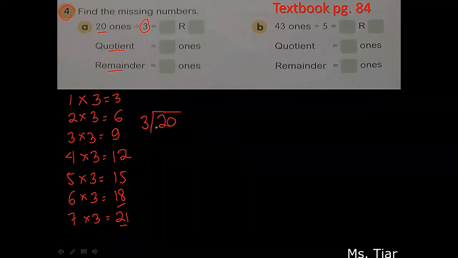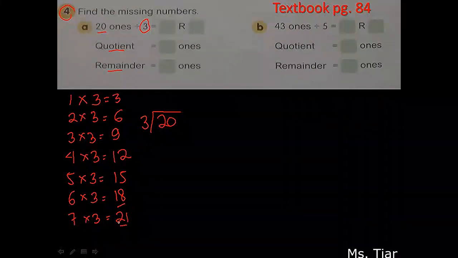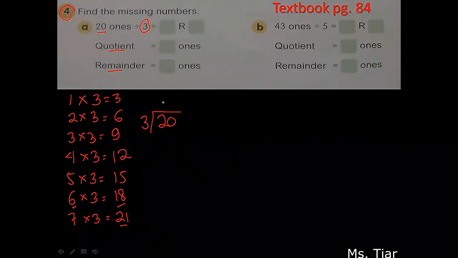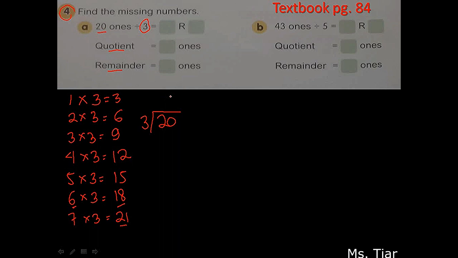Okay, now what should we do? 20 divided by 3, and then we will get which one? 18 or 21? You cannot put 21. You have to use the 18. So it means 20 divided by 3 is 6. Okay, 6 times 3 is 18, and then you subtract it. 20 minus 18, you get 2.